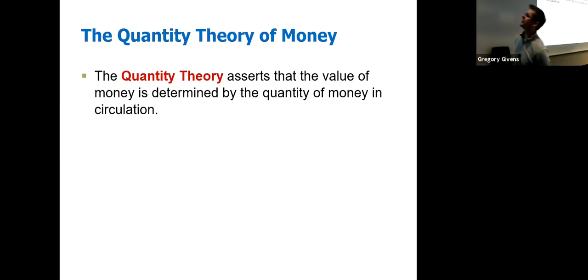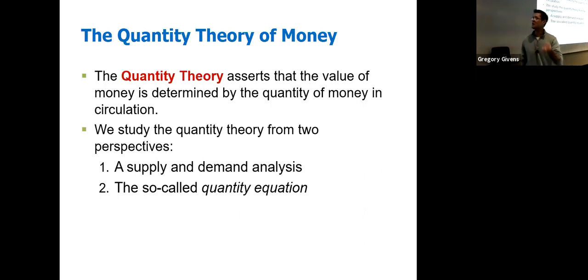Now, we're going to study this model called the quantity theory from two different angles today. The first way we're going to look at it is through a basic supply and demand type of framework. So we're going to develop a supply of money, we're going to develop a demand for money, and then we're going to look at what happens in the money market in equilibrium and how that determines the value of money and therefore the price level. That's one kind of classical way of viewing the quantity theory.